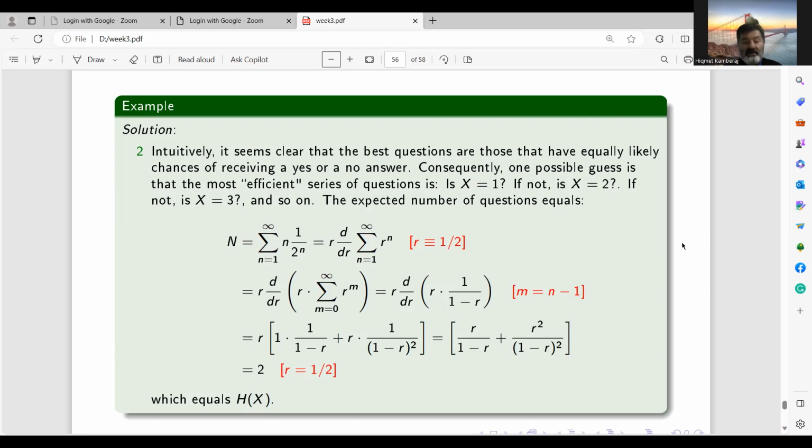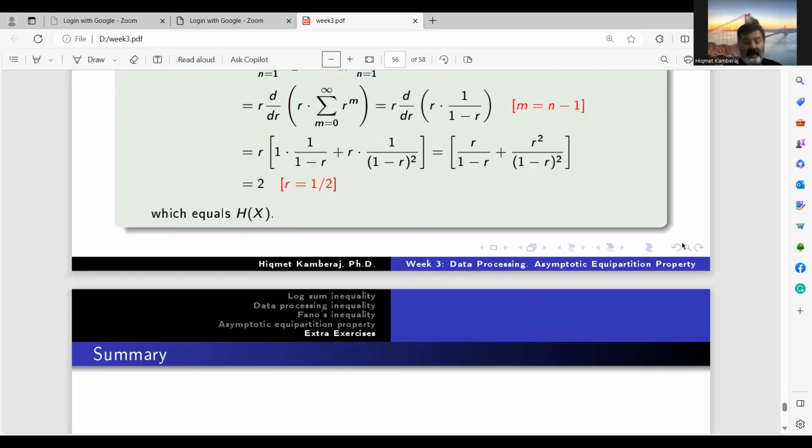m is equal to n minus 1. Then I can calculate the derivative. Then I have r times 1 times 1 over 1 minus r plus r times 1 over 1 minus r squared. Then this gives you r over 1 minus r plus r squared over 1 minus r all squared. Then for r equal to 1 over 2, this becomes equal to 2, which equals the entropy of x.